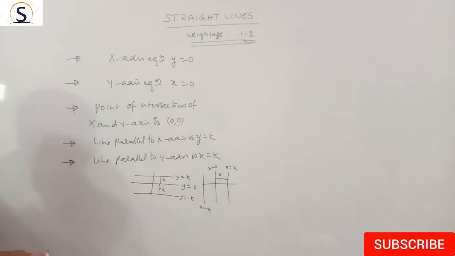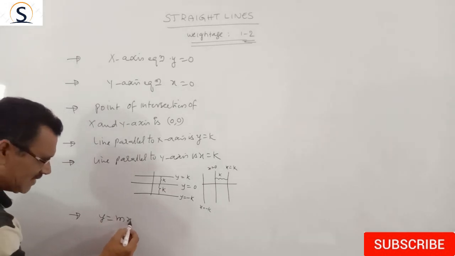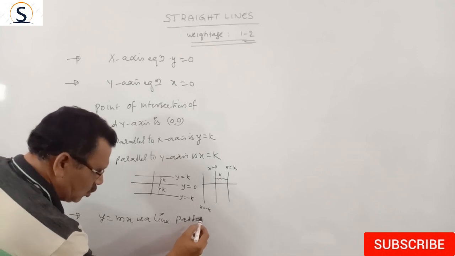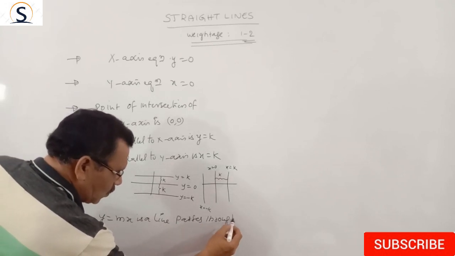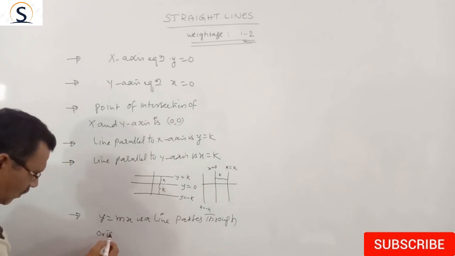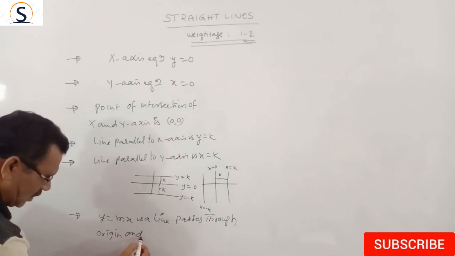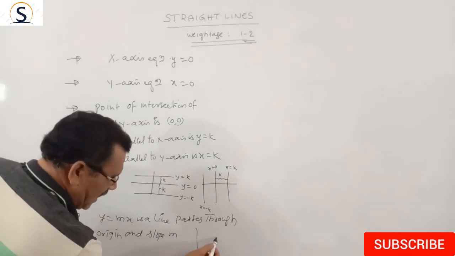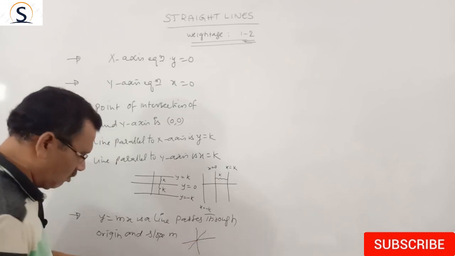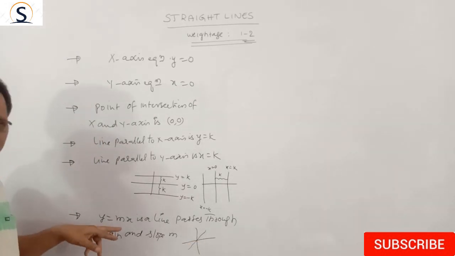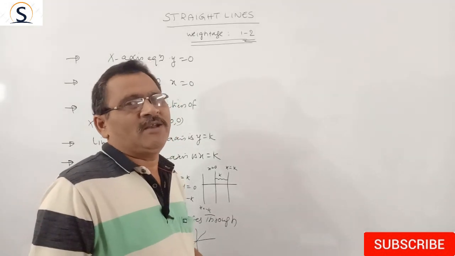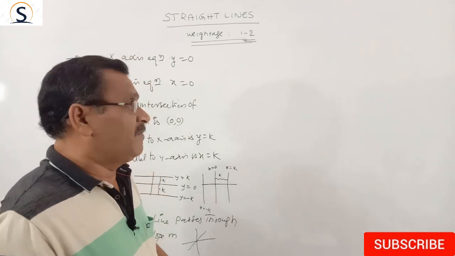Next, y is equal to mx is a line that passes through the origin and has slope m. So here is a line passing through the origin with slope m, therefore y is equal to mx.